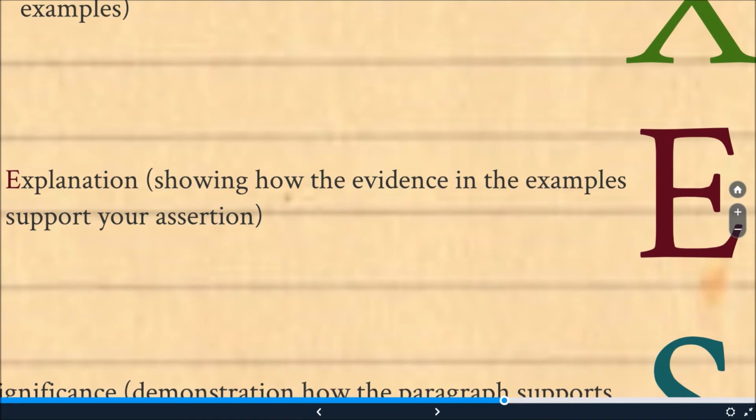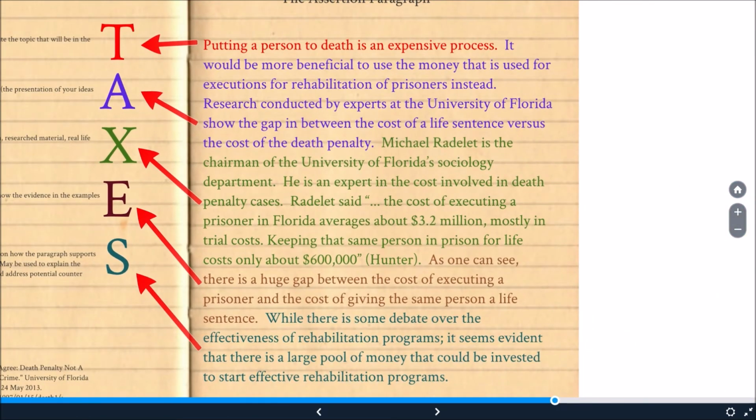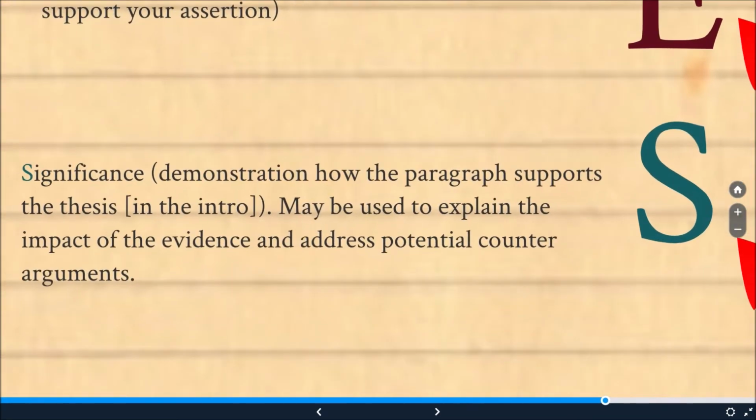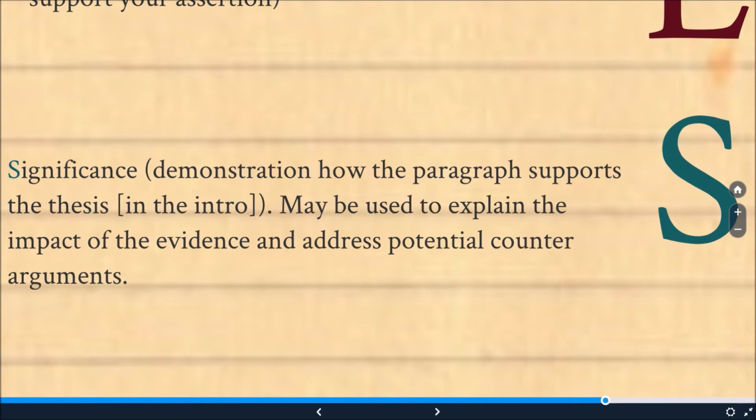What I'm doing is I'm explaining how the evidence in my example supports my assertion. So that sounds confusing, but basically my assertion is it's really expensive. What I'm doing is I'm going back to my example and showing how that evidence in the example supports what I'm saying. So I'm saying it's expensive. That shows how expensive it is. As one can see, there's a huge gap in the cost. So I'm explaining it.